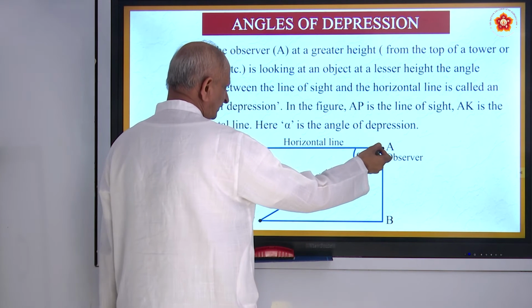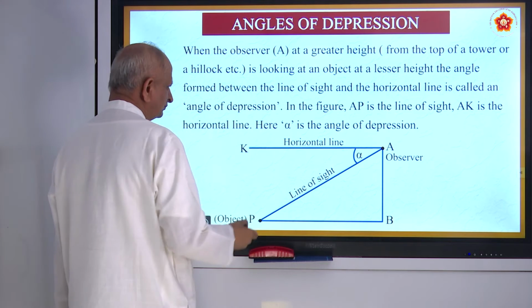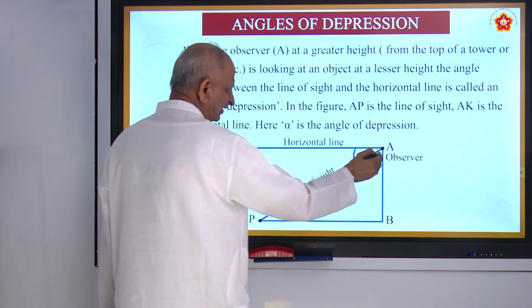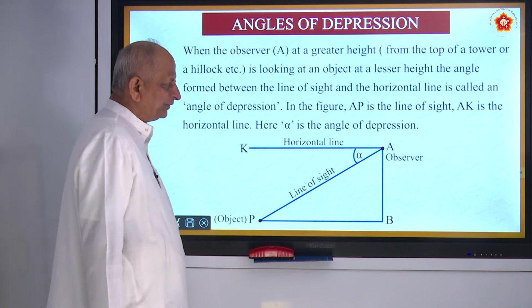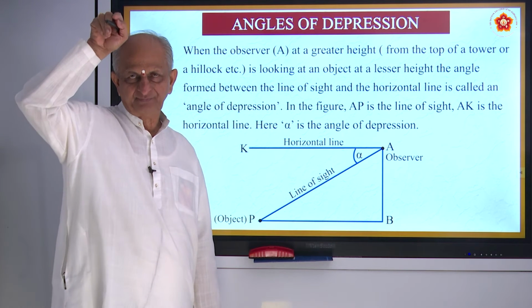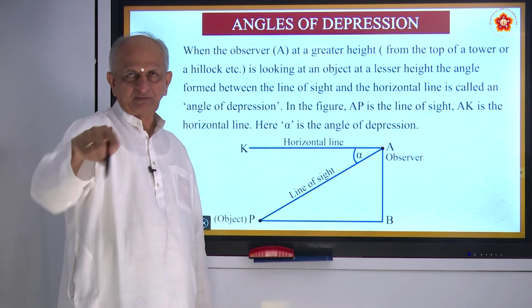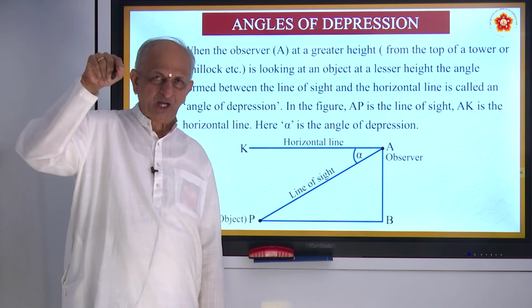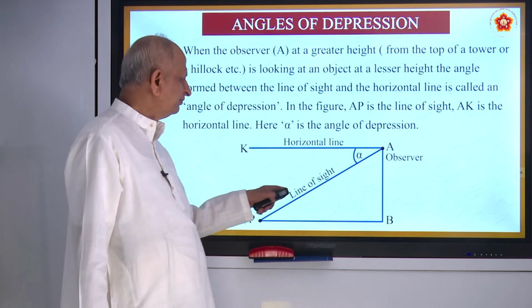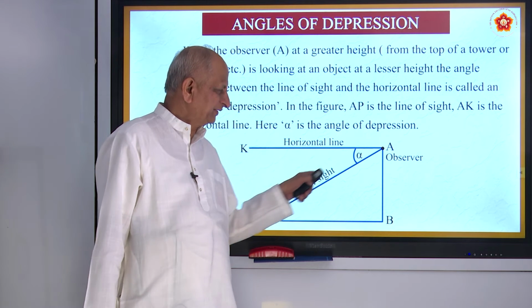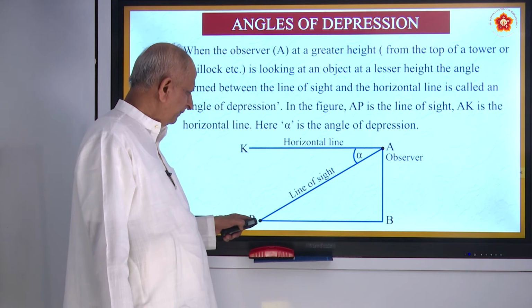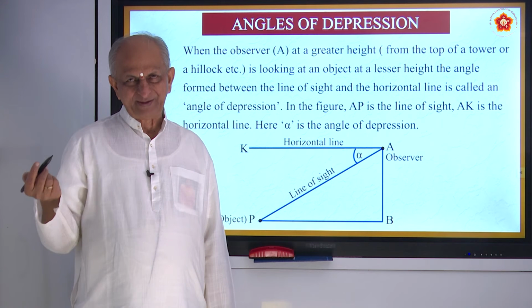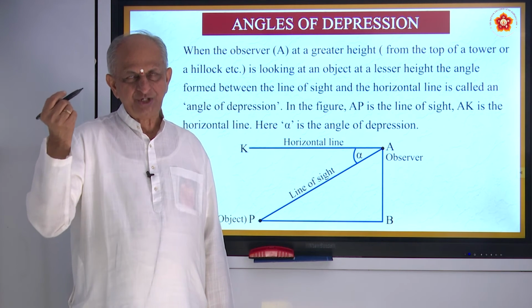So AP is the line of sight and alpha is the angle. Here is a person observing. For example, if you are at the top of a tower, you are looking at a car at the bottom on the road. So you look down. Looking down, this is called the line of sight. And the object may be, say, a car, or a person, or a ship.